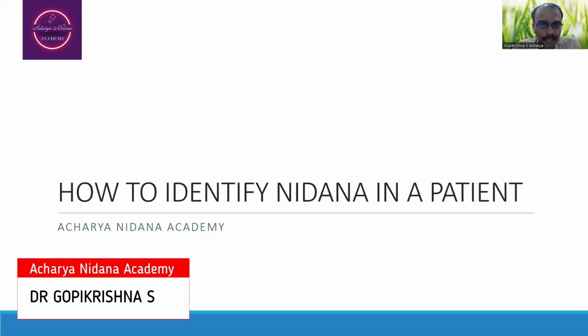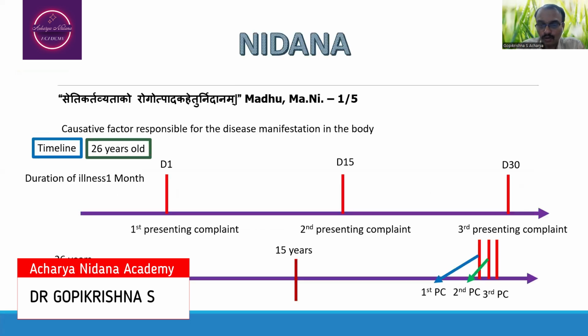When you try to identify a Nidana in a patient, first of all, you need to know what actually Nidana is. So, Nidana is used in two different contexts. One as the diagnostic measures, second one as the etiological factor. Diagnostic measures in the sense they are Nidana Panchaka, Nidana, Purvarupa, Rupa, Upashaya and Samprapti, and causative factor as that is the Karana or the Hetu itself.